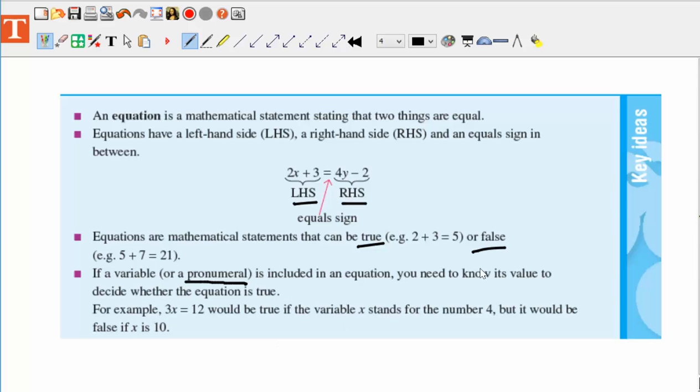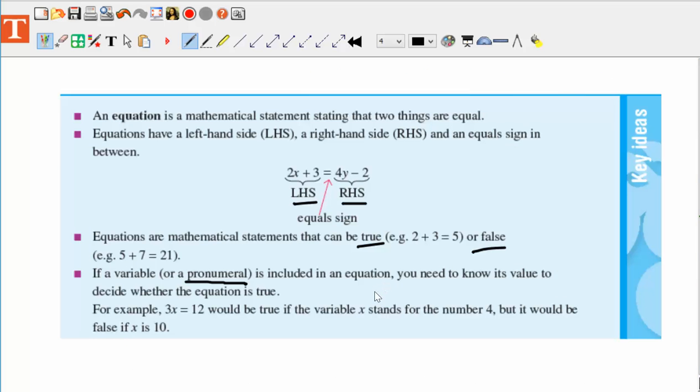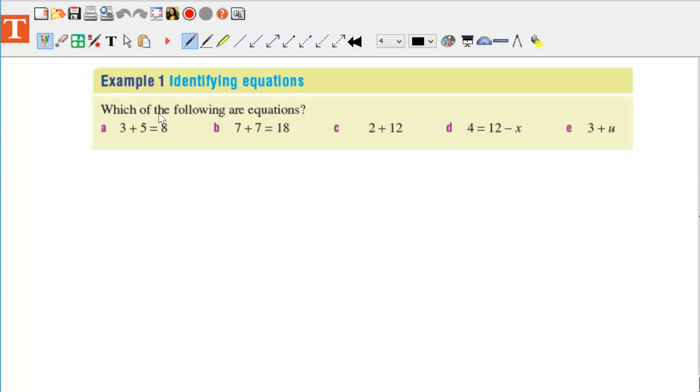Okay, and we just did that on that last example, showing you that one. Alright, so you need to know the value of the pronumeral to decide whether it is true or false. Let's do some examples. So which of the following are equations?